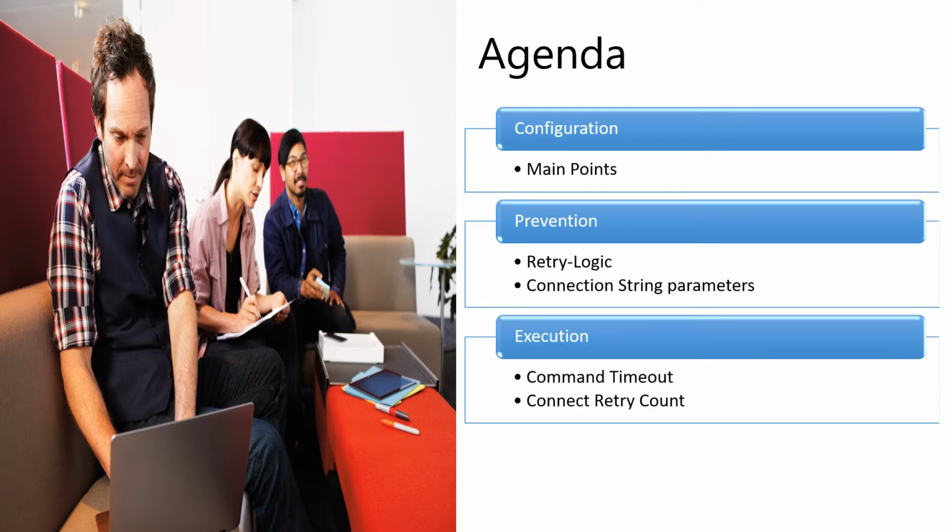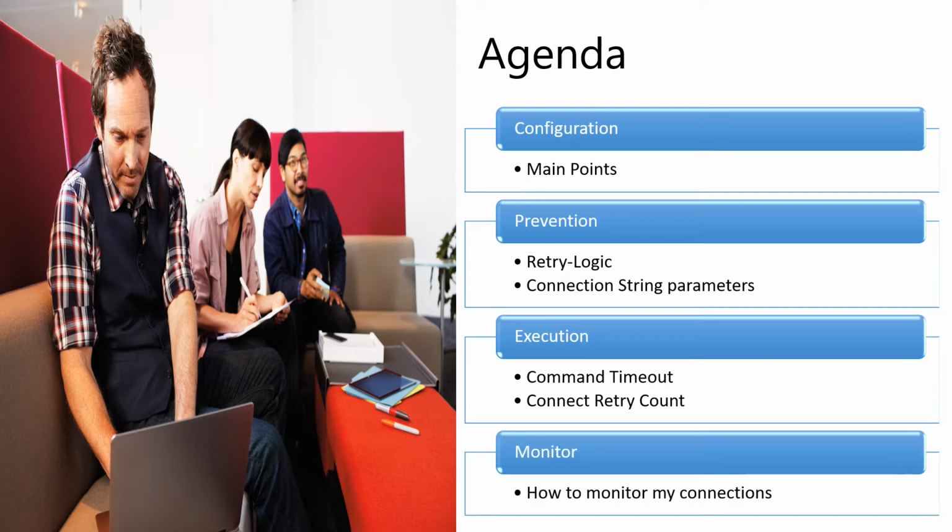The third one will be executions. So we are going to talk about the command timeout or other parameter about connected write count, because it's very important to establish correct command timeout or try to handle all the errors that you could have in SQL Azure when you try to run a query. And finally, we are going to talk about how to monitor the connections that you have.